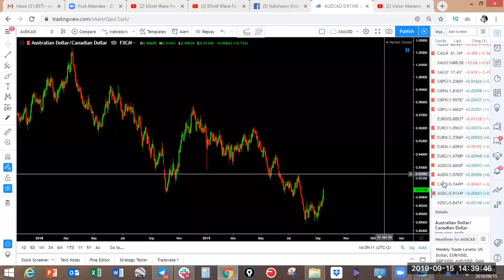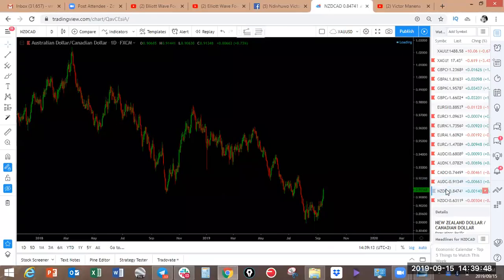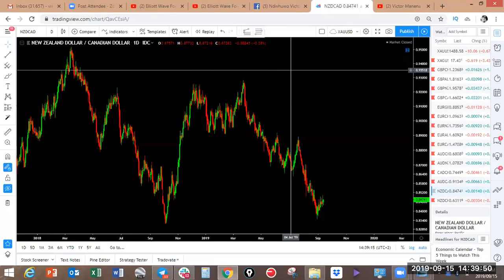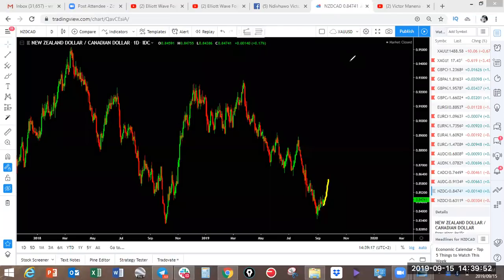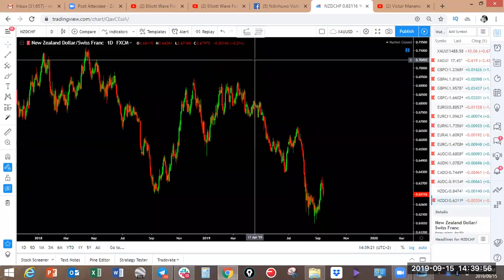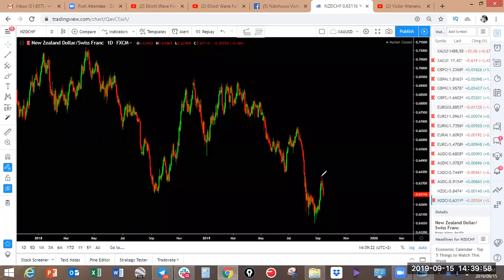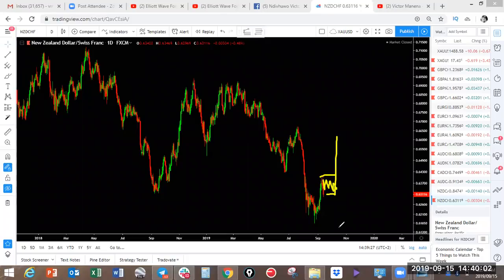Look for pullbacks. New Zealand CAD is coming down, so New Zealand CAD should push slightly higher. New Zealand JPY, New Zealand is coming up, so this should be correcting here and going upside. So we still want a corrective structure to push higher. But this may be slightly different because this looks like an expanding flat, and if it is an expanding flat, you get a correction here, you're going to have to take this to the downside.